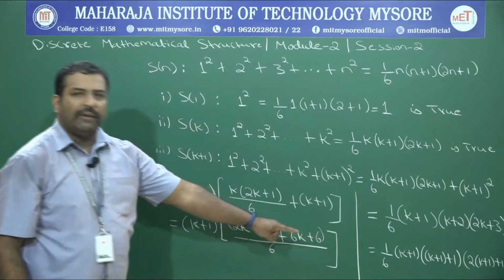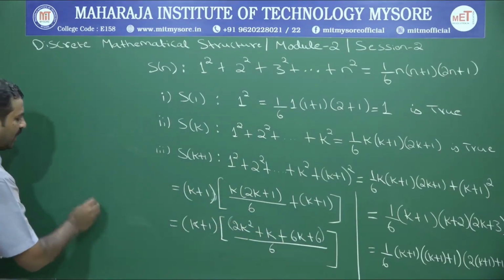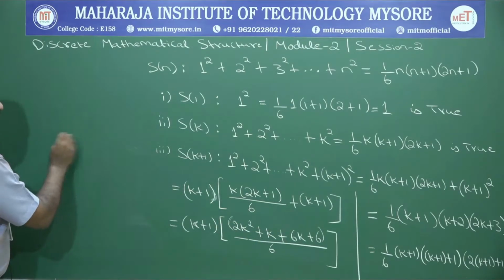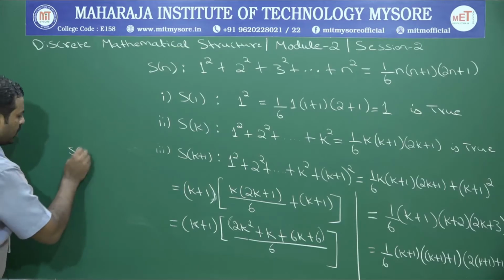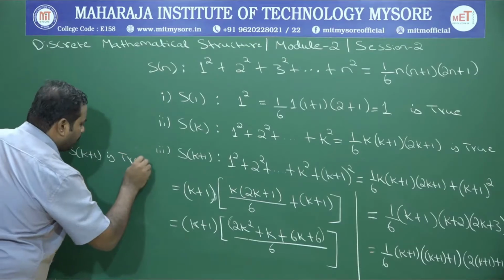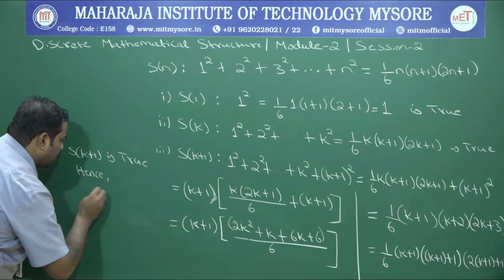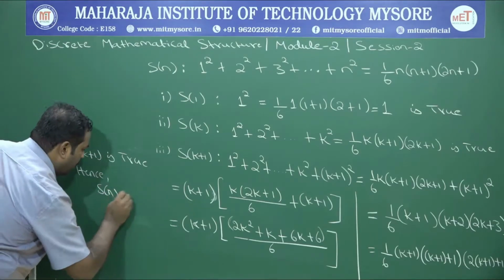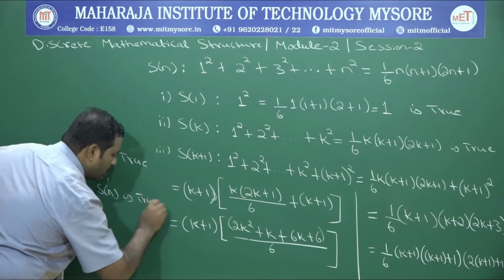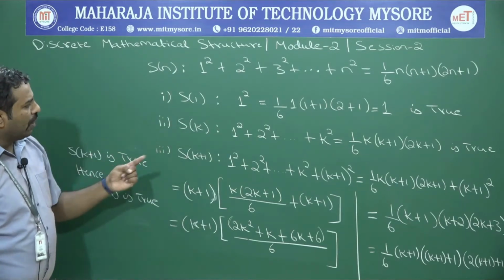So now once I arrive at this statement, I am going to say that this S of k plus 1, the third statement, S of k plus 1 is true. Hence, S of n is true. Fine. Hence, for this, case 1 is true now.